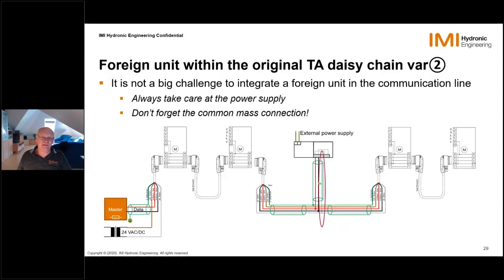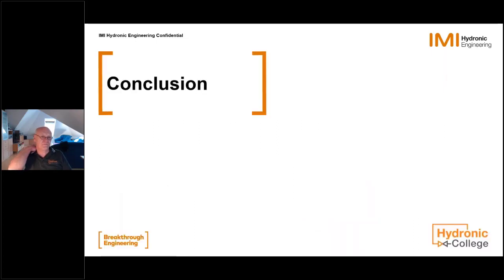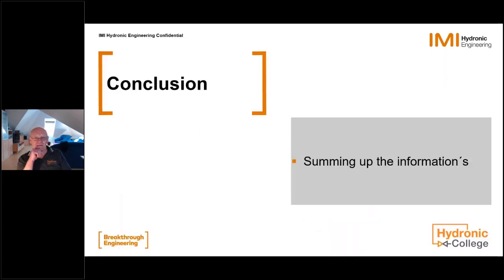Especially when you are using these things, don't forget to use, in that case, with the cable, the common mass connection. It's absolutely important. Also there, the 1 meter, that is an absolute value, should never go above this. So in the end, let's have a short summing up of this information.